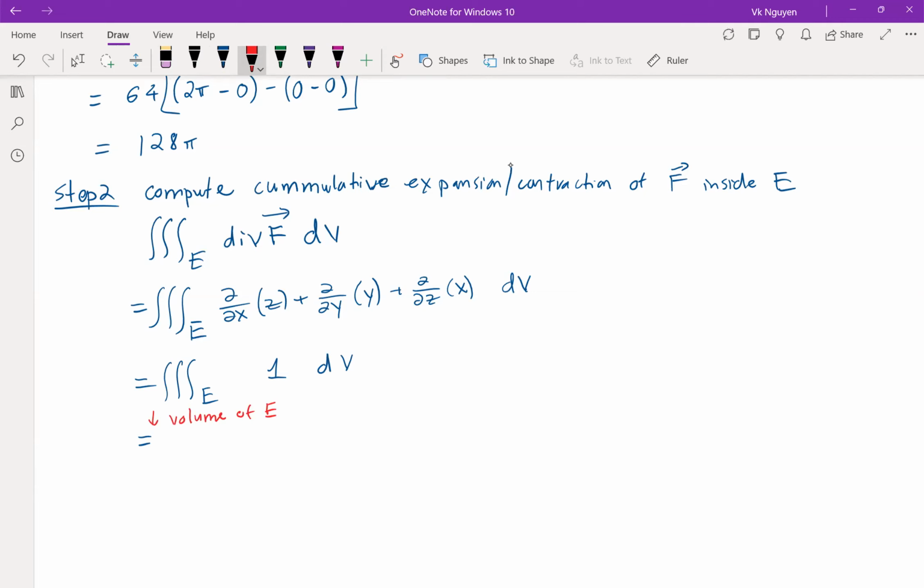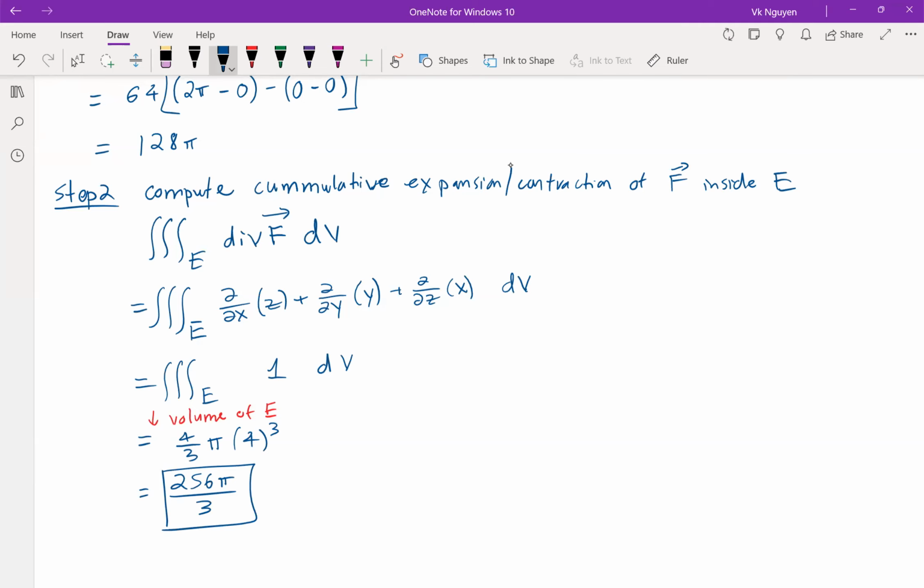Well, the volume of a sphere is, oh, you got to redo that integral. 4/3 pi r cubed, so it's 4 to the 3. So we have 256 pi over 3.